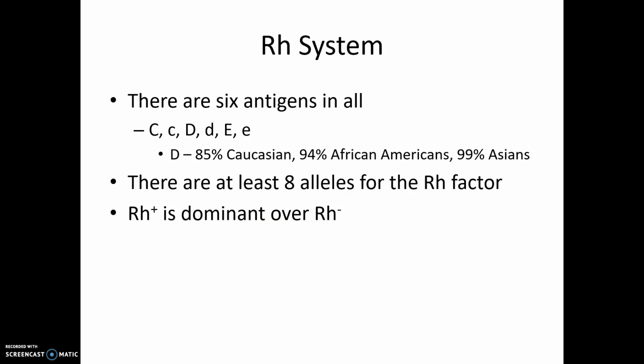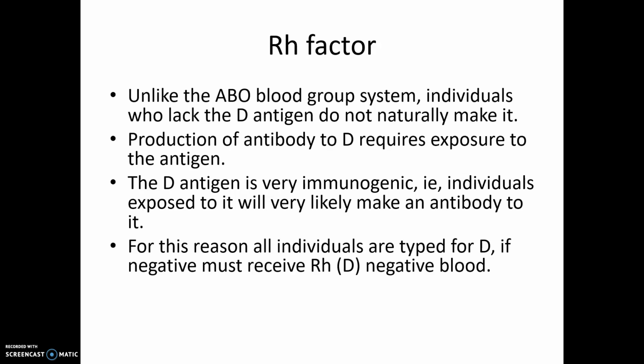So the last thing I want to talk about is this RH system. There are going to be 6 antigens in all. You can see them listed right there. D is probably the most common, as you can see. 85% of Caucasians are going to have D. 95% of African Americans are going to have D. And then we have 99% of Asians are going to have D. There are going to be at least 8 alleles for the RH factor. And then you need to know that Rh positive is going to be more dominant over Rh negative.